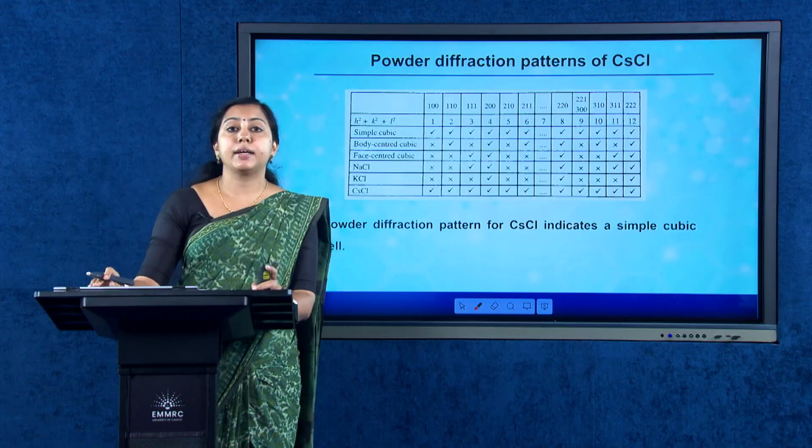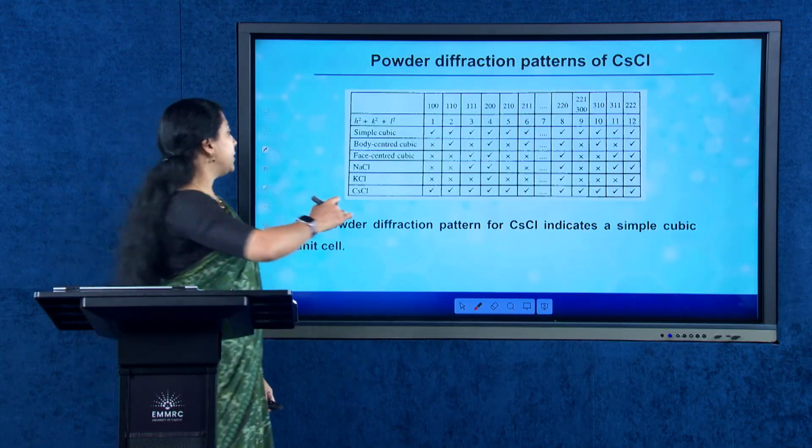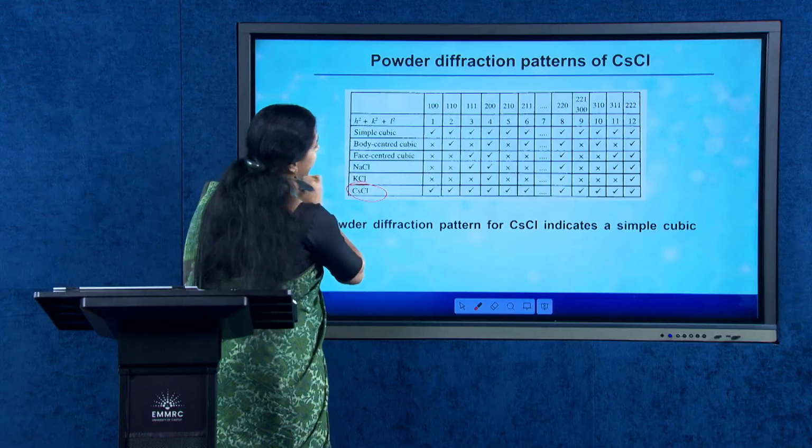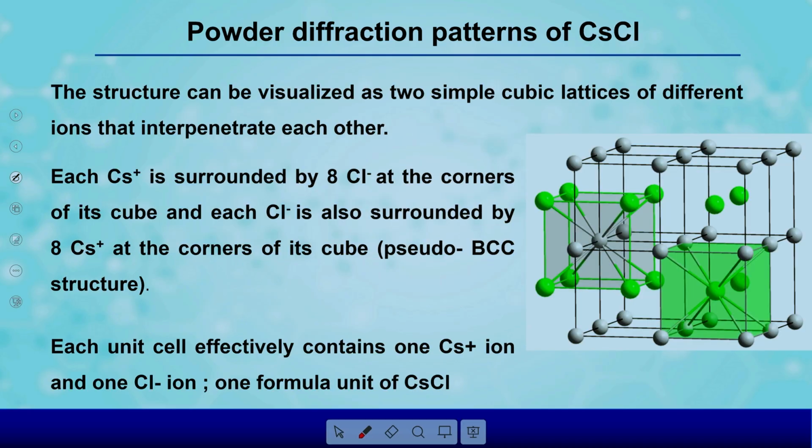Now, let us see the diffraction pattern of cesium chloride. In cesium chloride, you can see that there are a large number of reflections corresponding to almost all planes. You can see 100, 110, 111, 200, etc. So, by merely looking at the table, the powder diffraction pattern for CsCl indicates a simple cubic unit cell, and it is actually so.